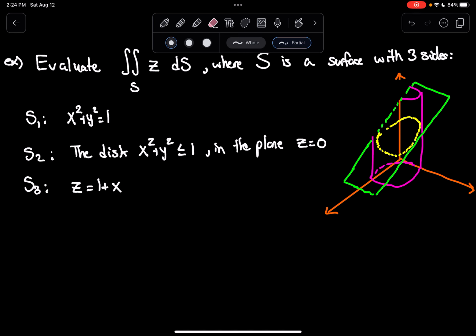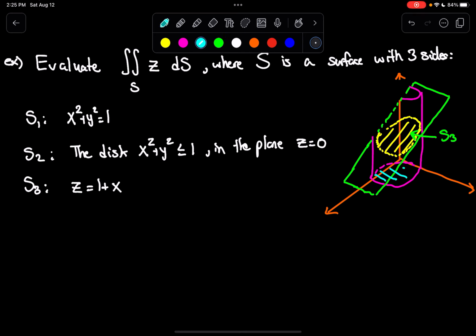Okay, so we have this, and we're interested in the surface of the shape that is given by this intersection of the plane. That right there is going to be our S3. That's our plane. The bottom part, which is the circle, that's our S2. And the side of this shape, which is the cylinder, is going to be S1. So we have 3 completely different surfaces here, which means we're going to need to do 3 completely different surface integrals. So we can kind of start wherever we want.